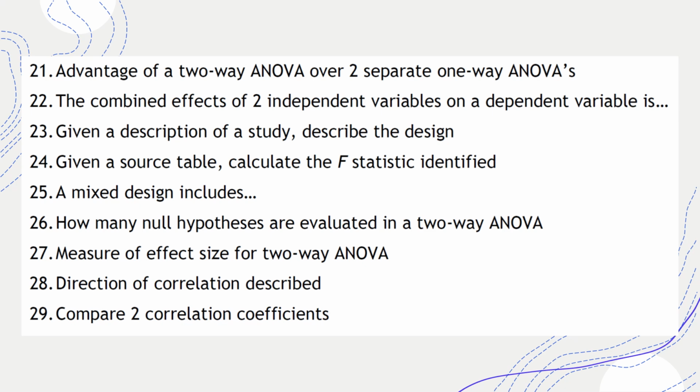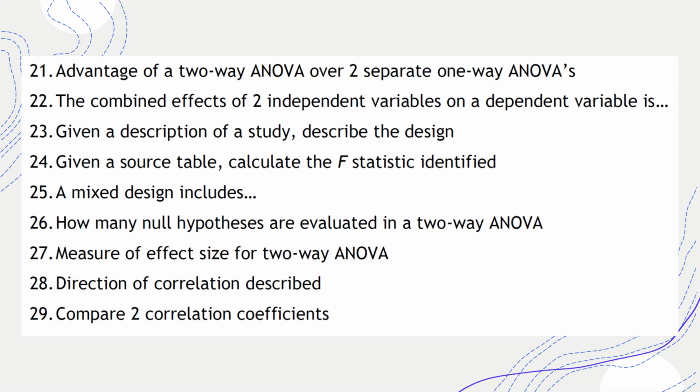28. Direction of correlation described. So it's gonna basically tell you variable one is doing this, the second variable is doing this. Is it a positive relationship that's being described? Is it negative? Okay. So if they're both going up, it's positive. If one goes up as the other one's going down, it's a negative.